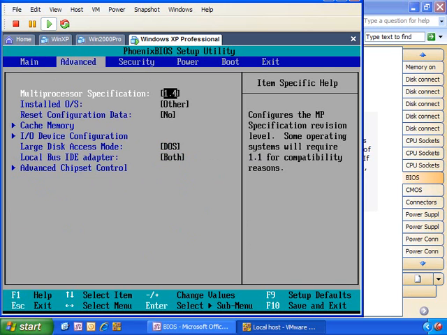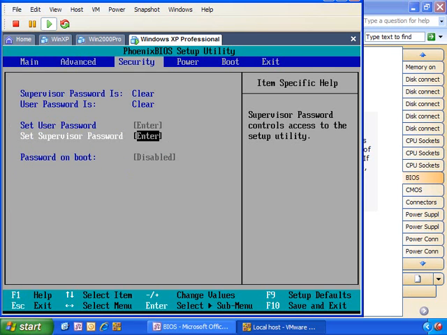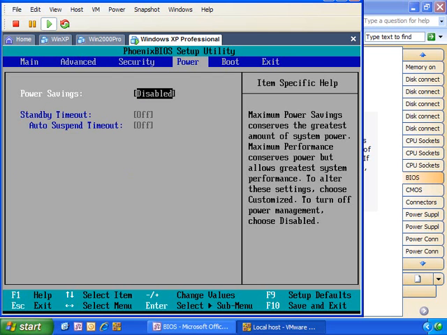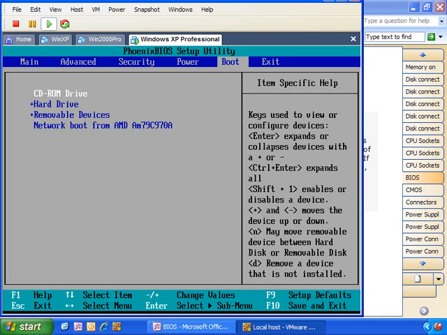There's a lot of advanced configuration that can be done. You can set a BIOS password so people can't get in here. You can set power saving features, and primarily what people go in here for is the boot order. So say you wanted to boot off of a CD-ROM drive or a USB drive, you would go into the BIOS to configure that. So this is what the BIOS looks like.